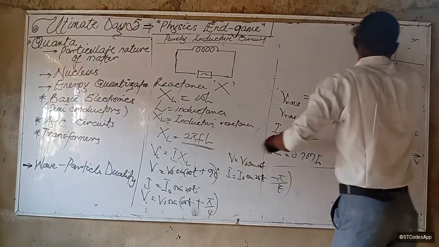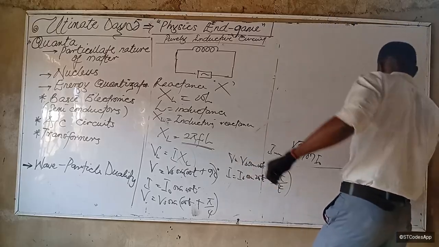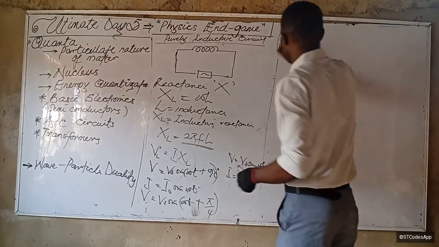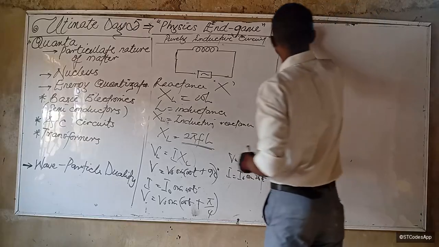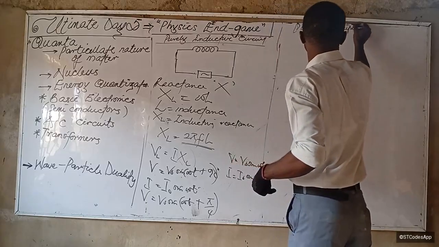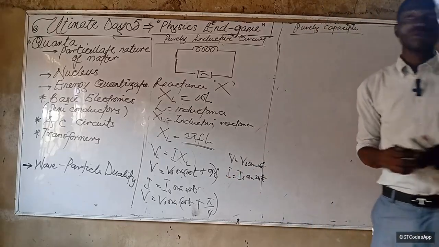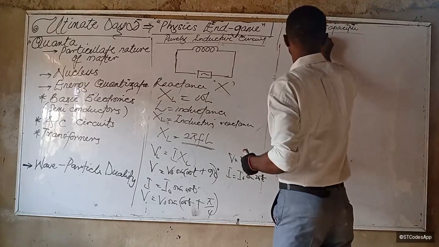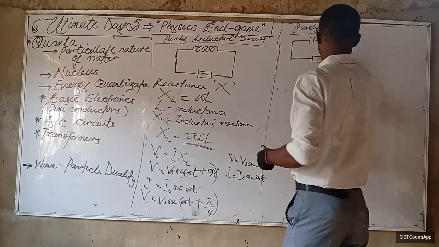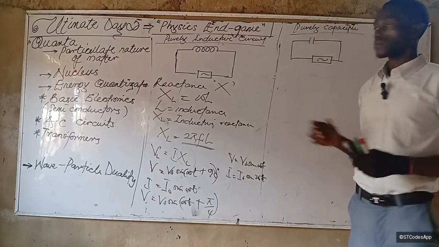Now, remember that in a purely inductive circuit, voltage leads by 90 degrees or current lags by 90 degrees. Okay, so in a purely capacitive circuit now, the only component we have there is what? The capacitor. This guy represents the capacitor, right? Parallel plates. Do you remember?